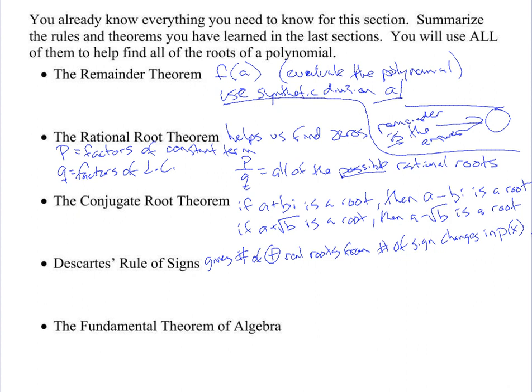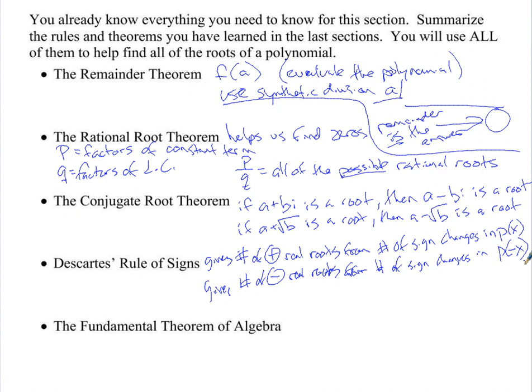But it also gives the number of negative real roots from the number of sign changes in what? P of negative x. That's what Descartes' rule of signs does. And we use Descartes' rule of signs with the rational root theorem to narrow down the search for our real roots. And we just learned the fundamental theorem of algebra officially.